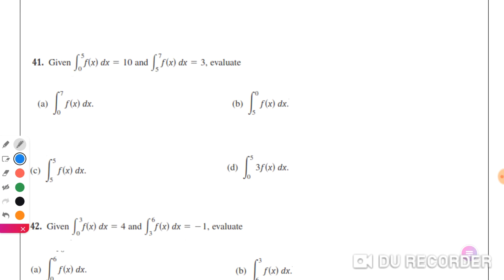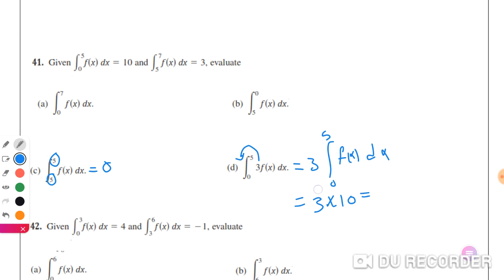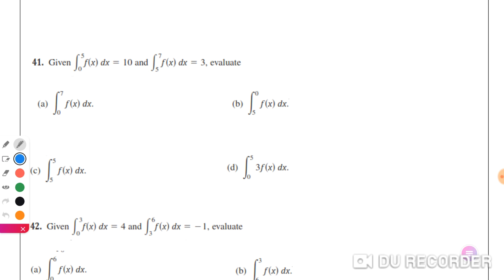For this one, it has the same upper as the lower limit, so it is 0. It is the first property. This one, I take the number outside the integral sign with respect to x. It will be 3 multiplied by 10, which is given in my problem, so it will be 30. I just use the given and the properties of integration.